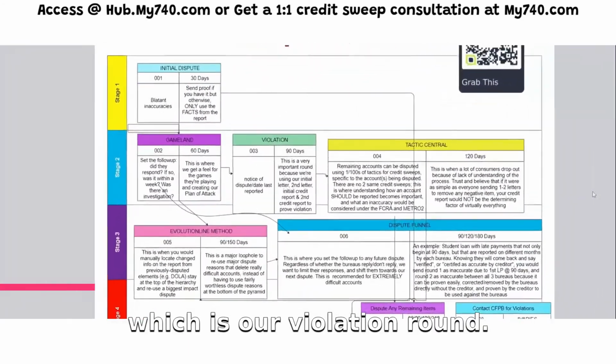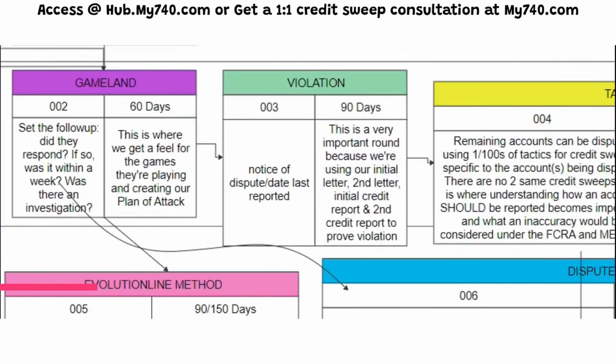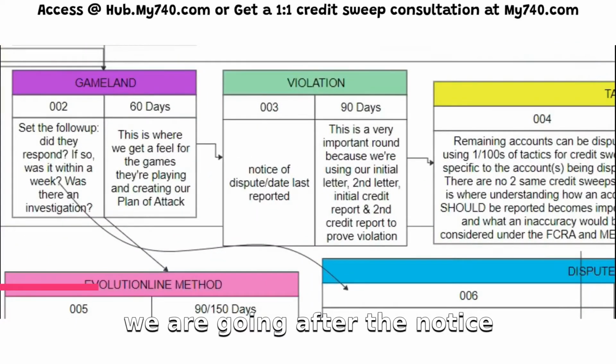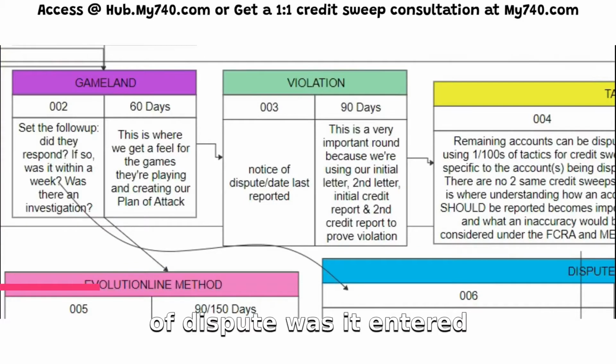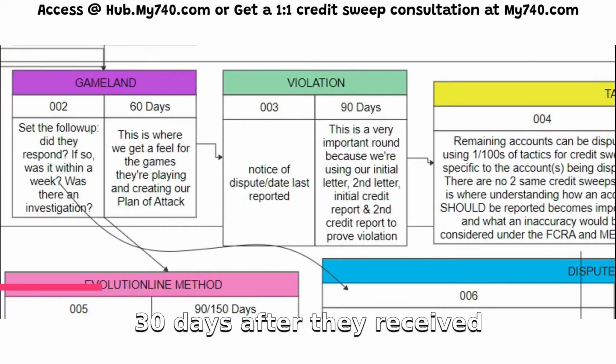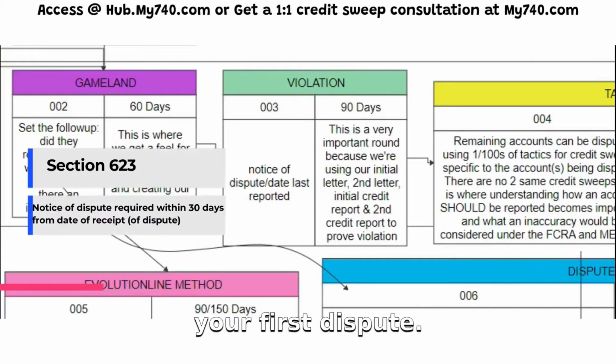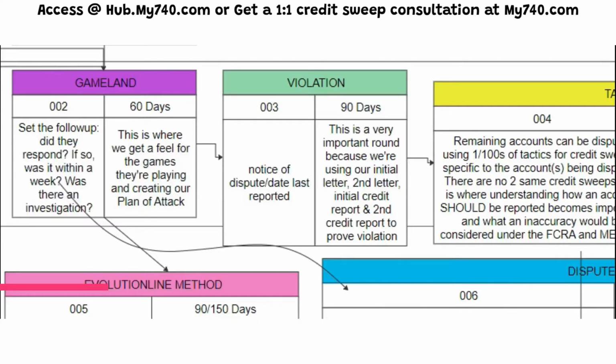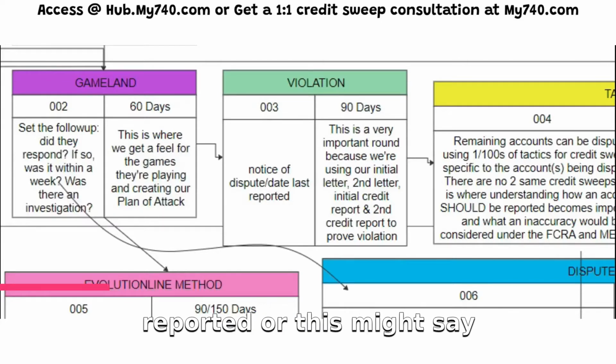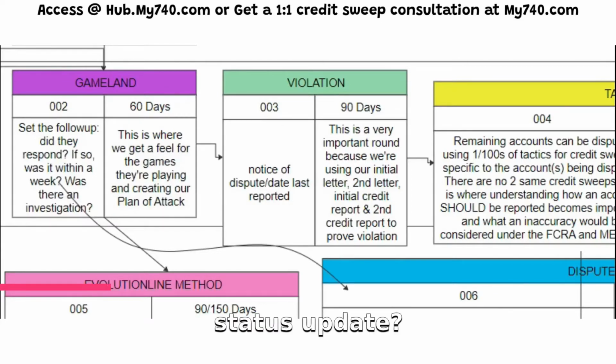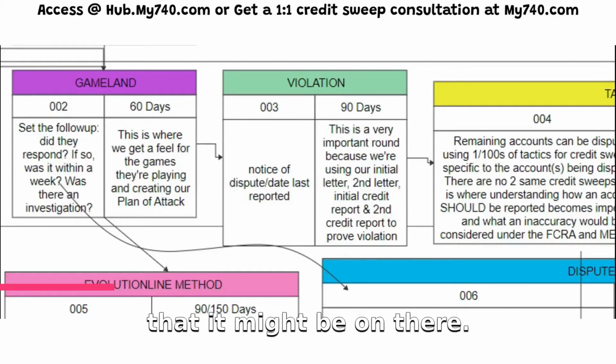which is our violation round, okay? So in our violation round, we are going after the notice of dispute. Was it entered within 30 days after they received your first dispute? If not, it's a violation pursuant to section 623, okay? Did they update or change the date last reported? Or this might say status update date or date last reported. There's 3 different ways that it might be on there.